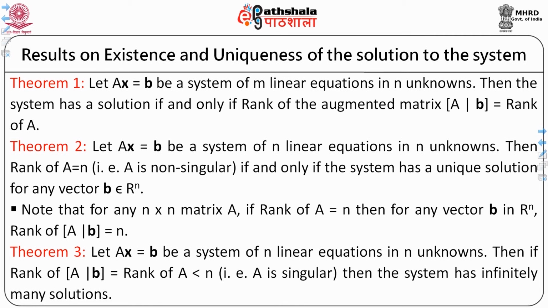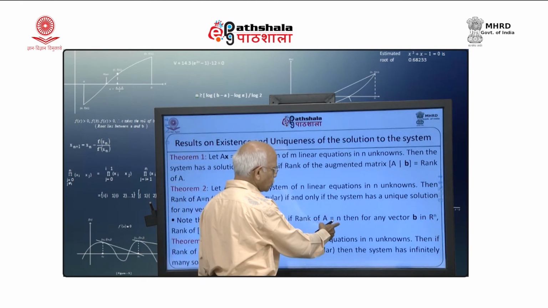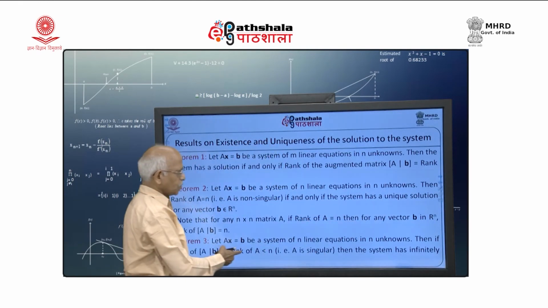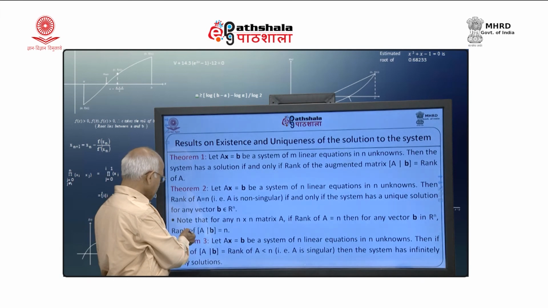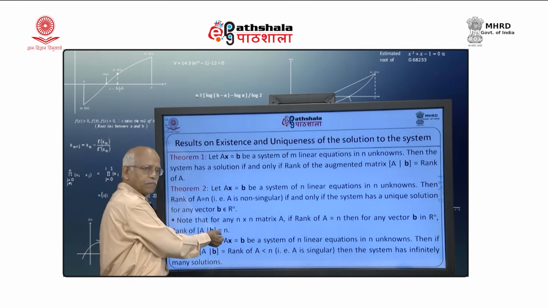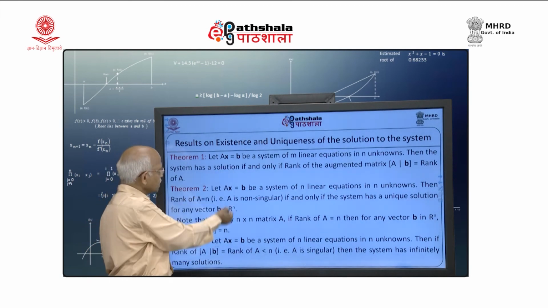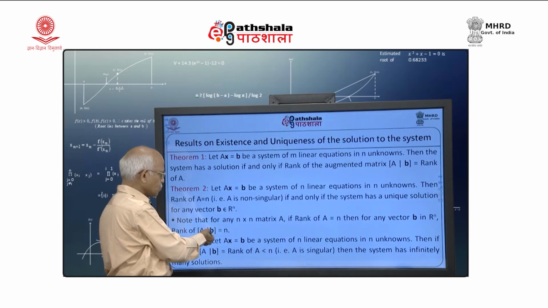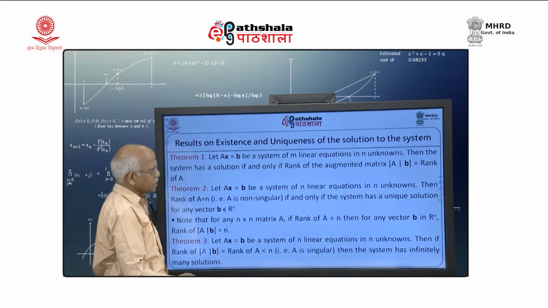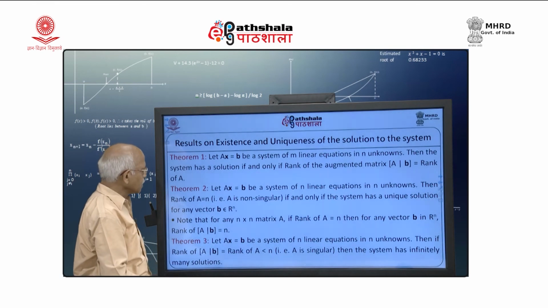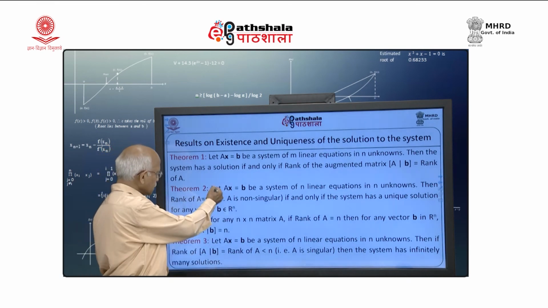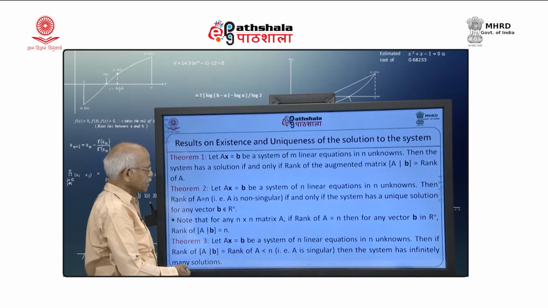Note that for any n cross n matrix A, if the rank of A is equal to n, then for any vector B bar in R n, rank of [A B bar] also will be equal to n, and therefore, by the first theorem the augmented matrix will have the same rank as the matrix A, and therefore, a solution will always be there. Only the unique solution part can be proved mathematically.